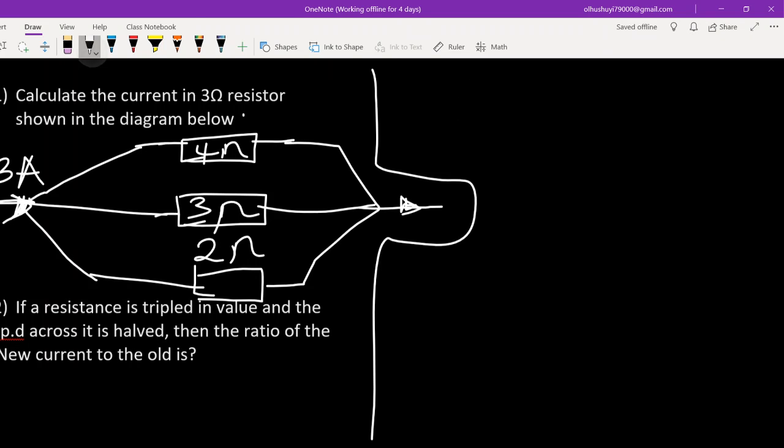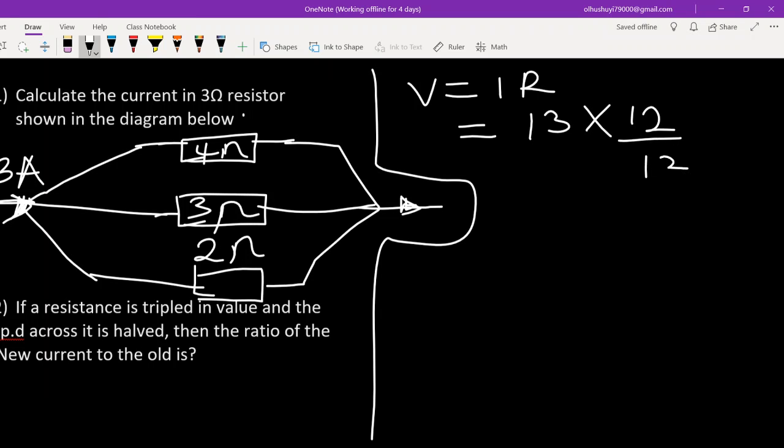So we have now V equals IR, and that means the voltage, the PD, will be equal to the current, which is 13, times 12 upon 13. Let's cancel this out, which means the voltage will be equal to 12 volts. That is the PD.